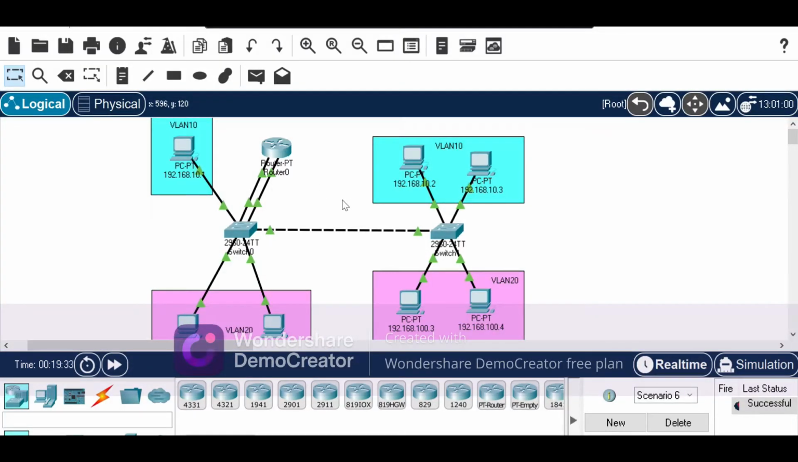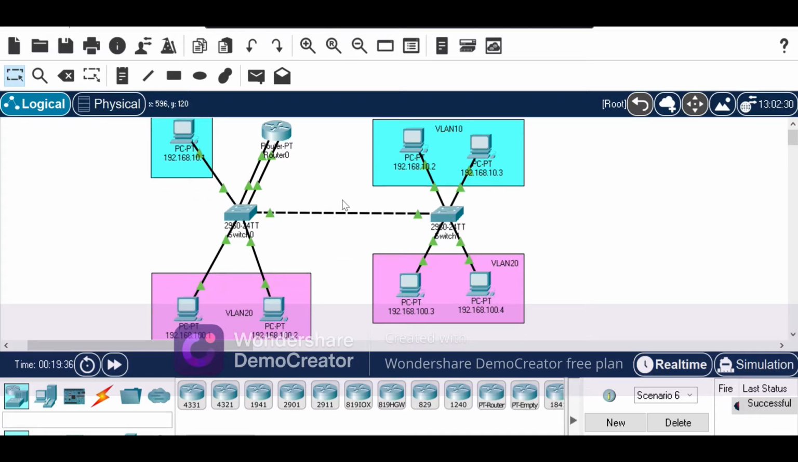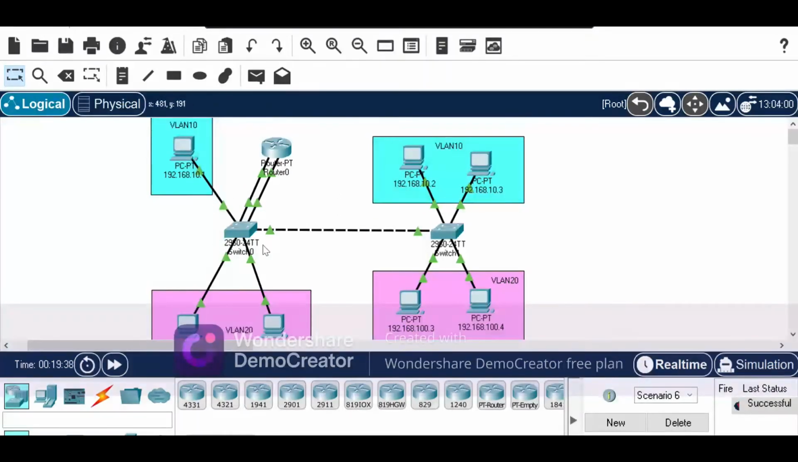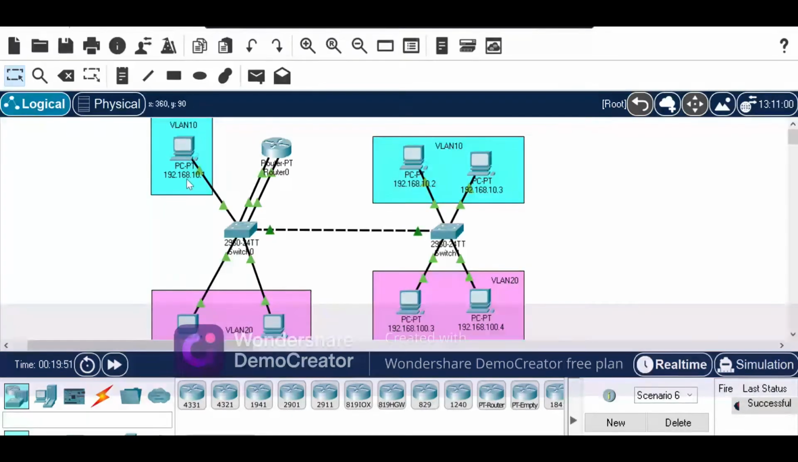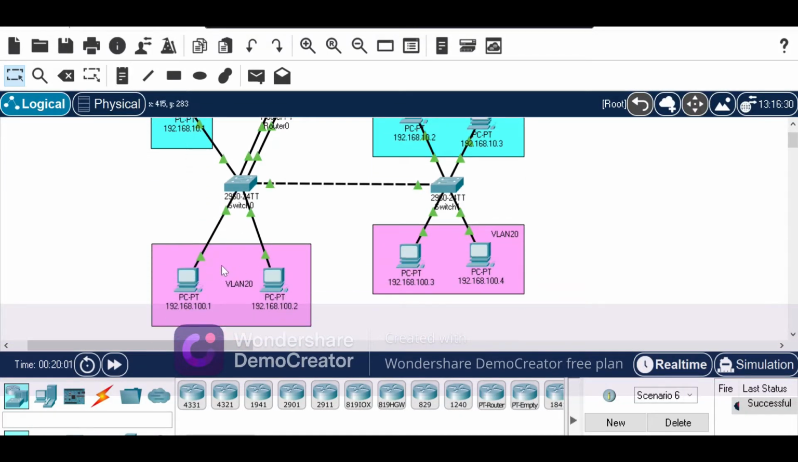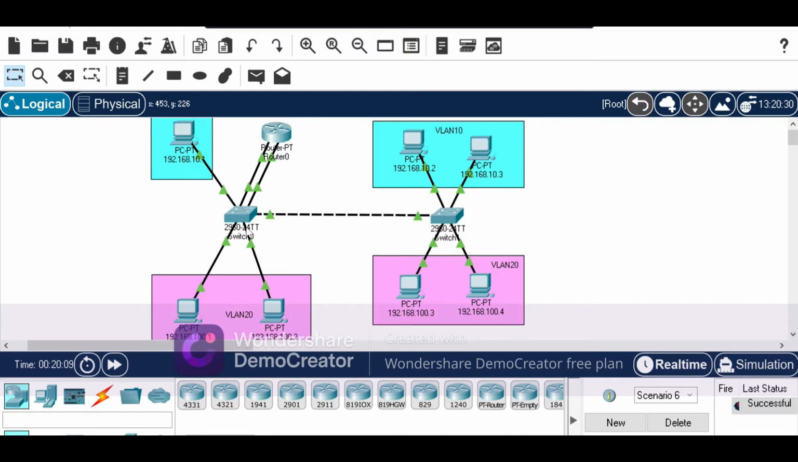Okay, let's get started. When I talk about the design of this diagram, I have used two switches, switch 1 and switch 0. Switch 0 is connected to three PCs. One PC has IP address 10.1, which is tagged with VLAN 10, so a subnet has been created over here. The other subnet is created over 100.1 and 100.2. The two PCs are tagged with VLAN 20 and both are connected to switch 0.